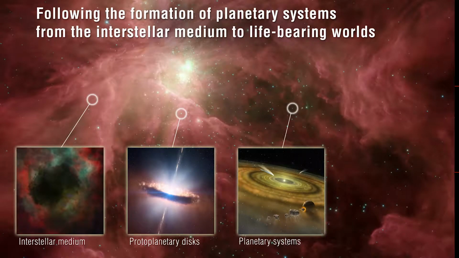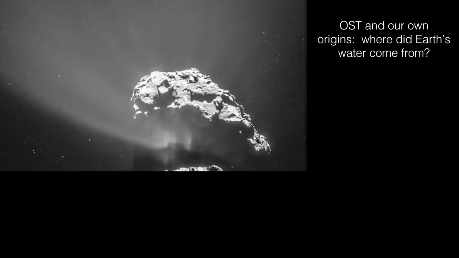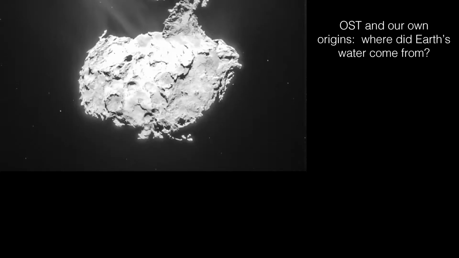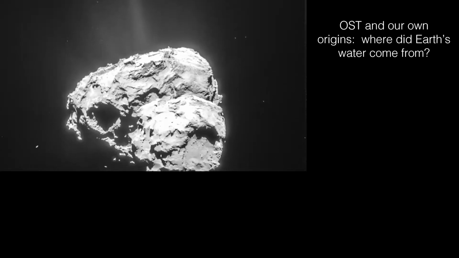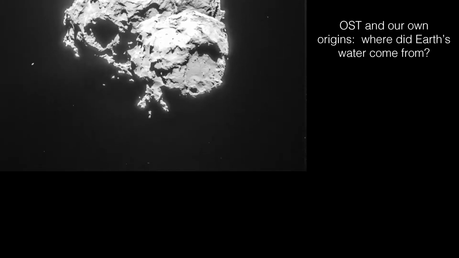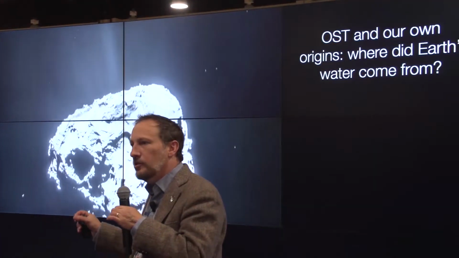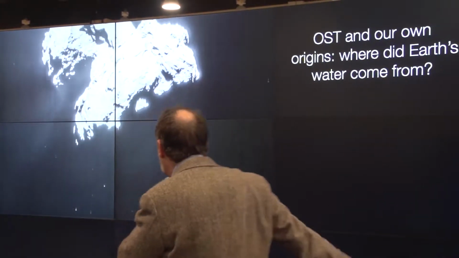So, Planetary Systems. This is a beautiful movie of the Rosetta view of the comet, which I thought would just look great on this, and it does. And one of the things we can ask is not only, how does water get on other planets, but also ask about our own origins, which we kind of think is important too.